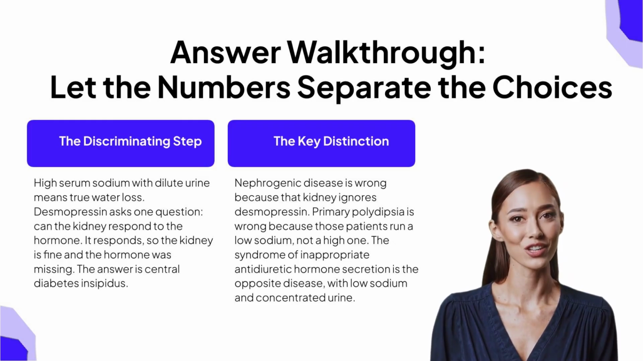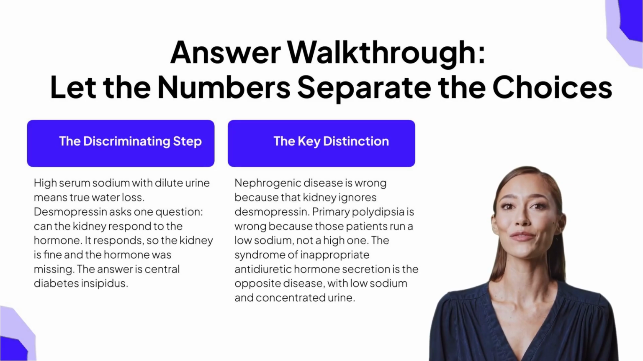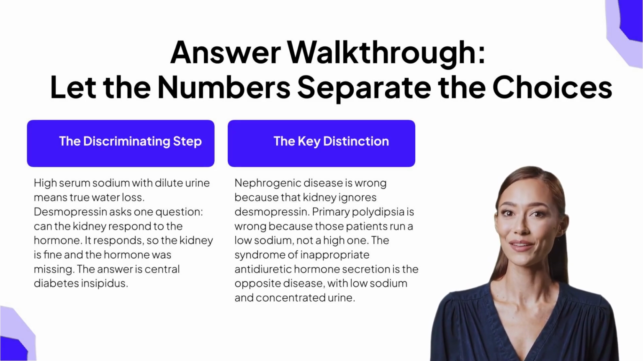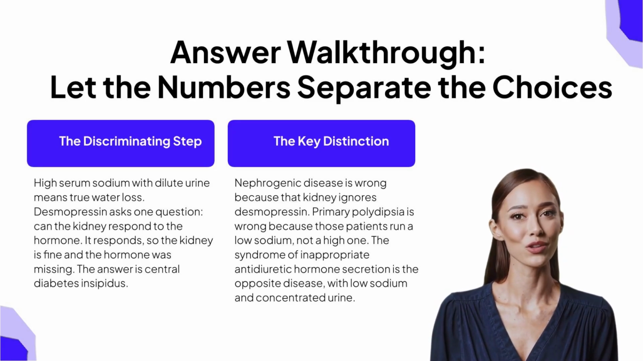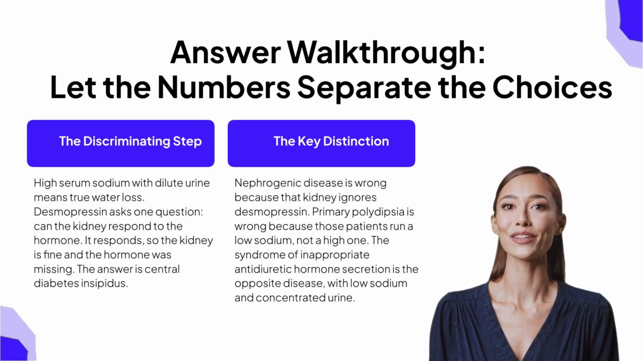Then the desmopressin dose asks one question. Can this kidney respond to the hormone? It responds, and urine osmolality climbs. So the kidney works fine and the hormone was missing. Head trauma damaged the source. That's central diabetes insipidus, the answer.